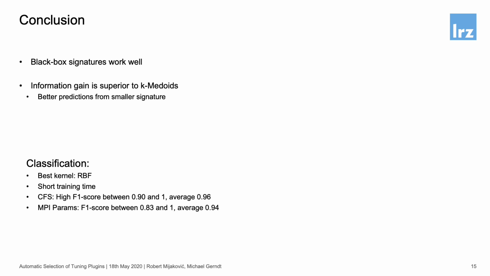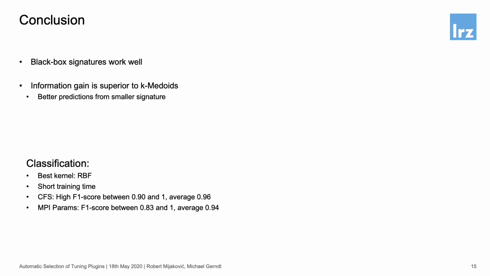CFS shows that the F1 score is between 0.9 and 1, which means that at least 90% of the samples are properly predicted, classified, with a very high average of 0.96. For the MPI parameters plugin, we see a somewhat lower F1 score, which could be attributed to the smaller data set size. And as we mentioned, a big data set size with good quality data is a must in machine learning.